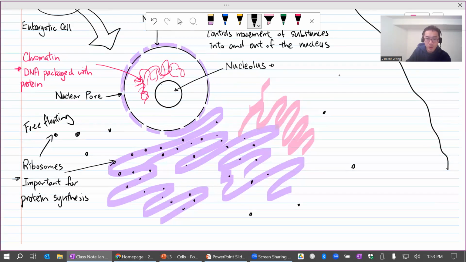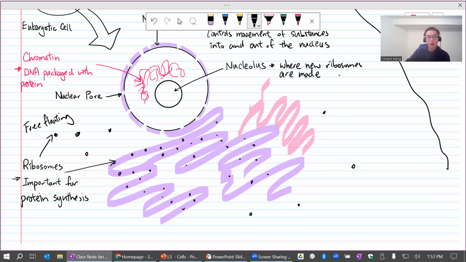Okay, so back to the nucleolus for a second. What does it do? Well, it turns out the nucleolus is the place where you make the ribosomes. Okay, so the nucleolus is the site. Okay, we'll just use simple English. This is where new ribosomes are made.